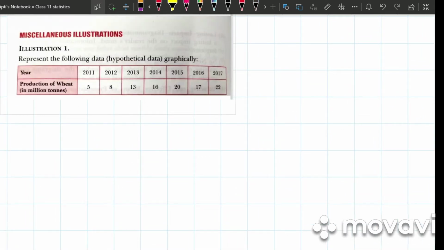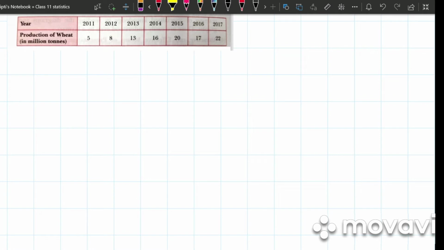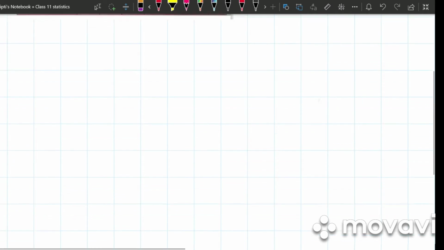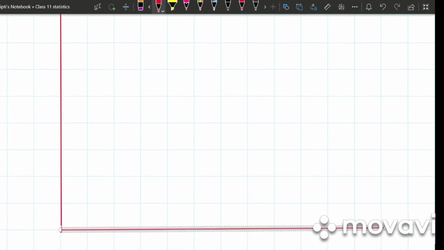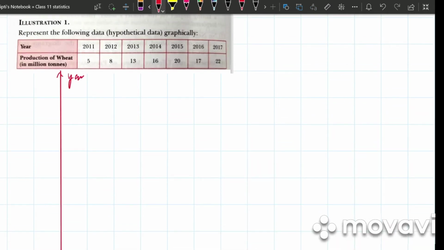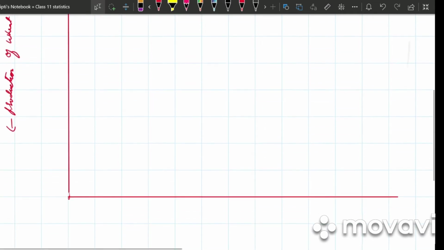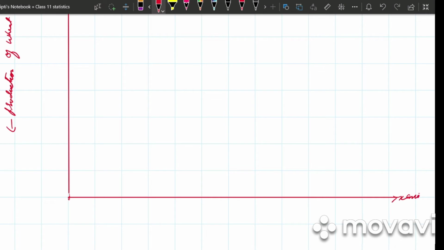Let's go on to illustration 1. Represent the following data graphically. They have given us year, they have given us production of wheat. So it is one variable graph. So what is the lowest figure in the y-axis? It is 5 and highest number is 22. So we have y-axis. What does a y-axis denote? Production of wheat. And then we have x-axis. What does our x-axis denote? It denotes the year.